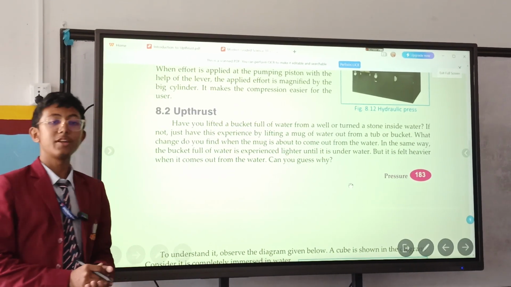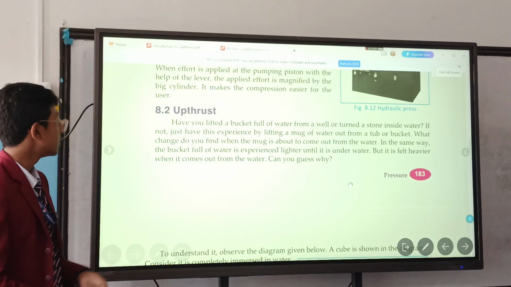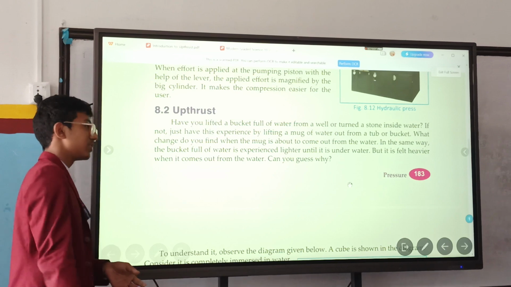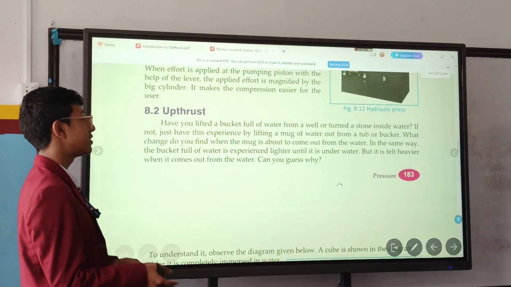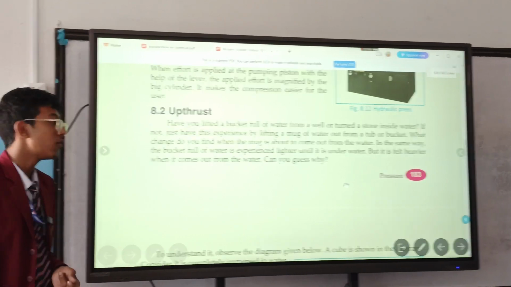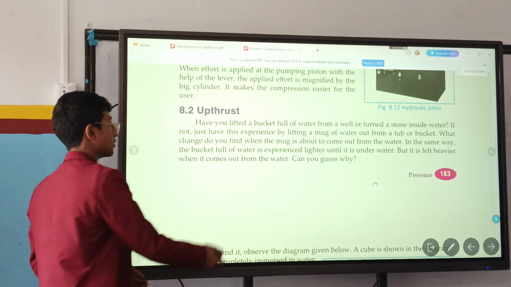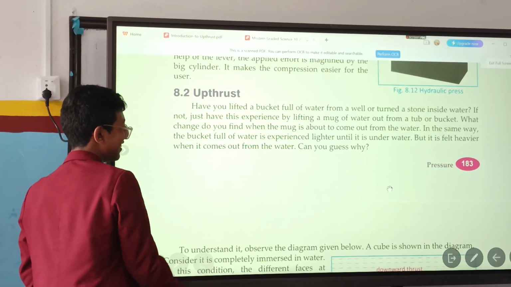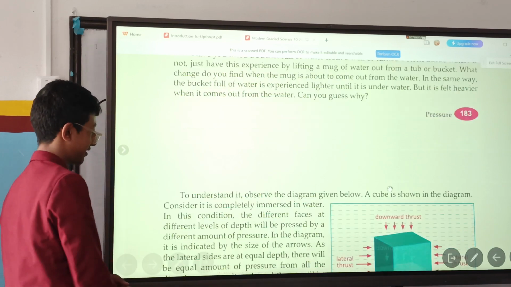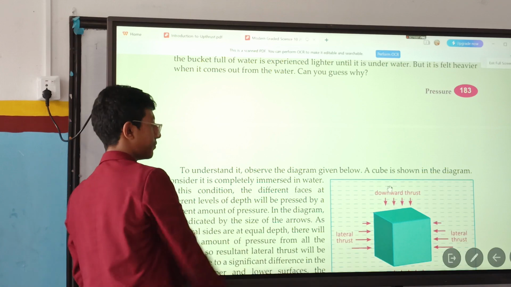So, namaskar everyone. I'm going to tell you about upthrust. When a body is partially immersed in a fluid, the force exerted by that fluid is called upthrust. To understand this, we can see this figure.